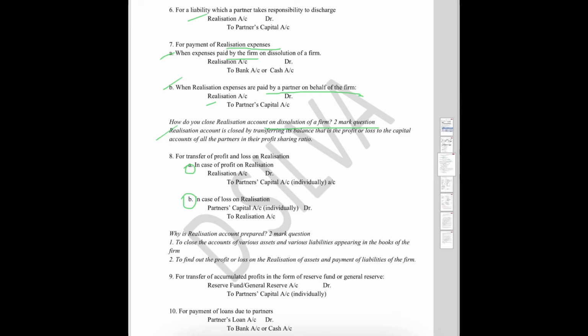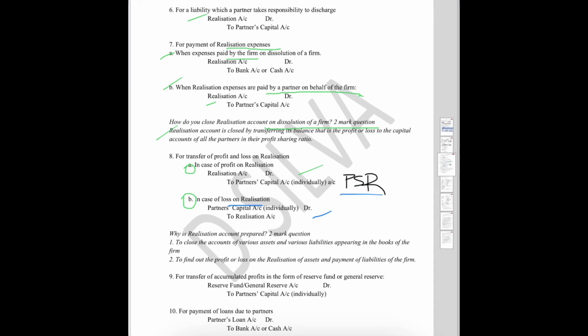In that case, if it is a profit, then the journal entry will be realization account debit to partners capital account individually in their profit sharing ratio, which will be given in the question again. Let's say in case of loss, then the journal entry will be partners capital account debit to realization account, again in the profit sharing ratio.